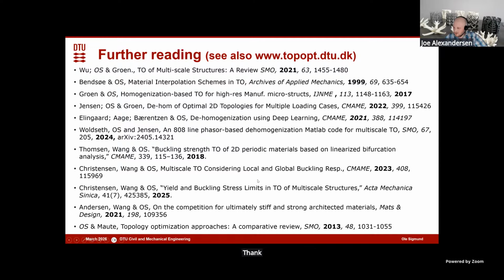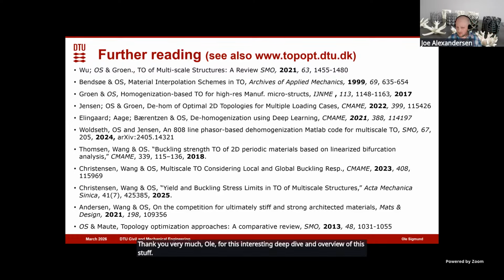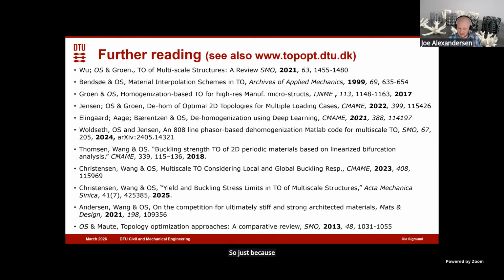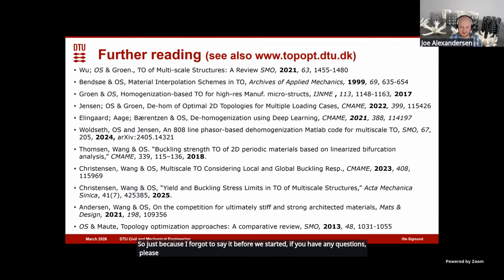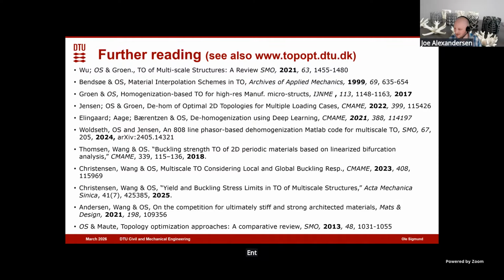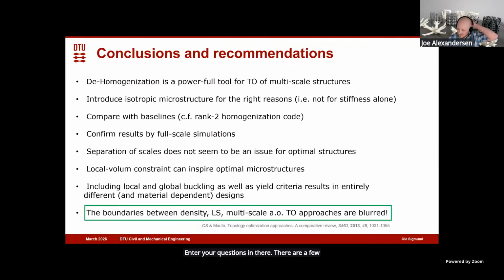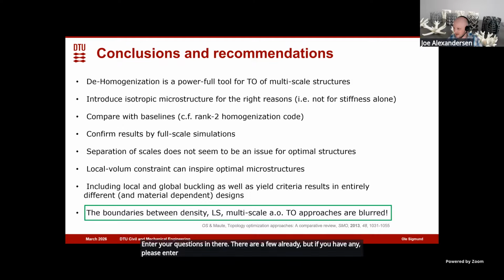Thank you very much, Ole, for this interesting deep dive and overview of this stuff. Just because I forgot to say it before we started, if you have any questions, please at the bottom of your screen, you have this Q&A button. It's like a speech bubble with a question mark. Enter your questions in there. There are a few already, but if you have any, please enter them in there.